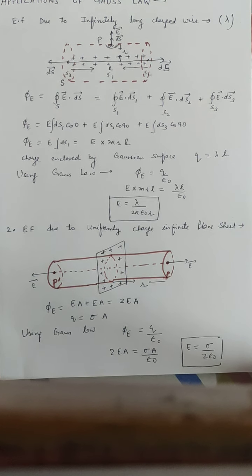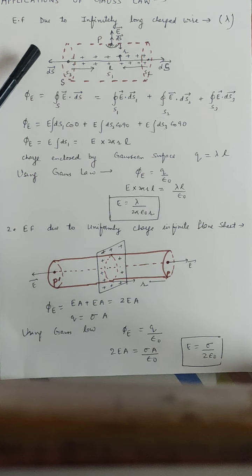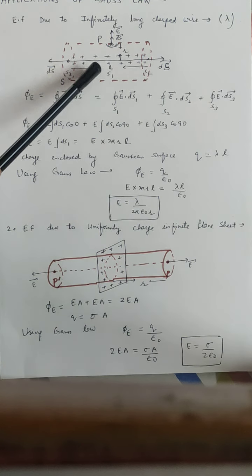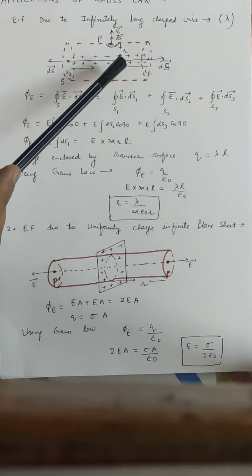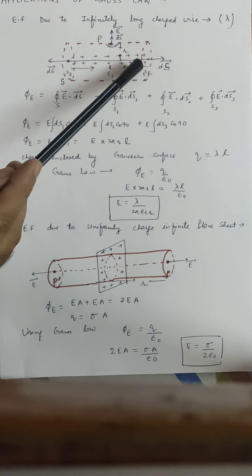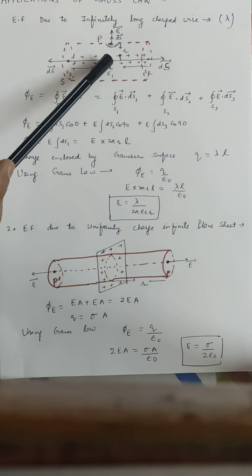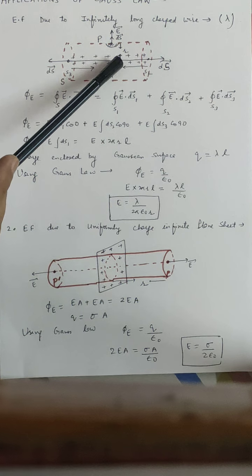Suppose we start with the first application, that is electric field due to an infinitely long charged wire with a given linear charge density of lambda. Just to give you a recall, linear charge density lambda was called charge per unit length. So this is a charged wire which is carrying a positive charge, and suppose my aim is to find the electric field at point P, which is at a distance r.